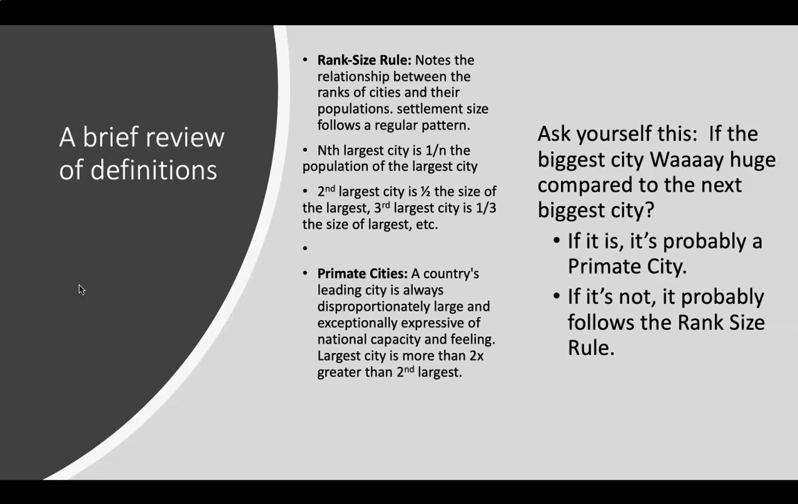So there's rank size rule, which notes the relationship between ranks of cities and their populations, and it says that settlement size is going to follow a regular pattern, and this pattern is the nth largest city is 1 over n the population of the largest city. So for example, the second largest city is going to be half the size, 1 over 2, right? The third largest city is going to be 1/3 the size of the largest city, and it's going to go in order, right?